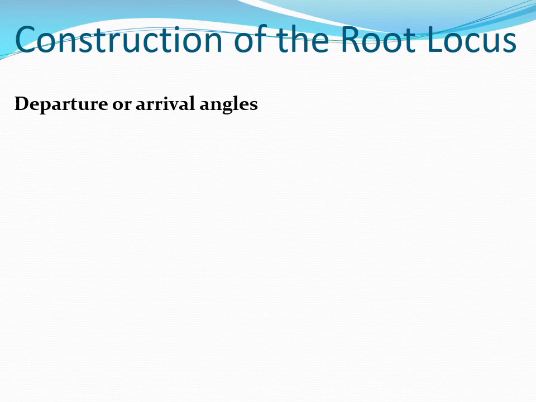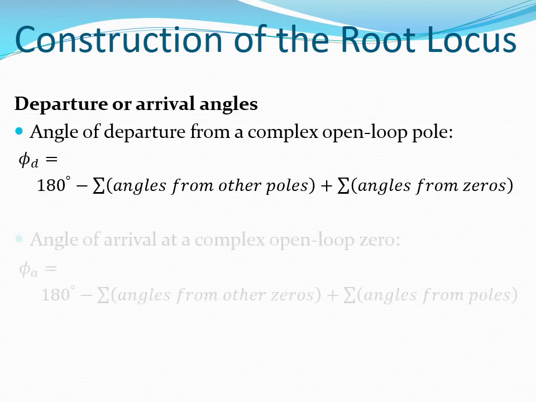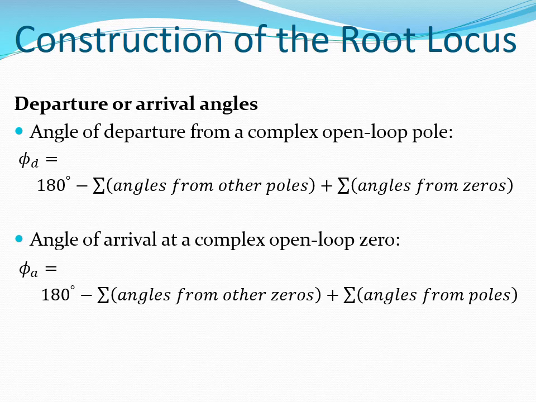If there are complex open loop poles and open loop zeros, there is need to determine departure and arrival angles. The angle of departure from a complex open loop pole is equal to 180 degrees minus sum of angles from other open loop poles plus sum of angles from open loop zeros. The angle of arrival at a complex open loop zero is equal to 180 degrees minus sum of angles from other open loop zeros plus sum of angles from open loop poles.